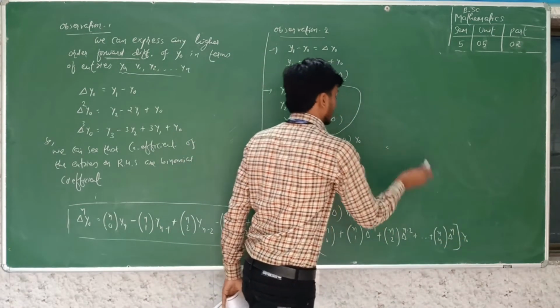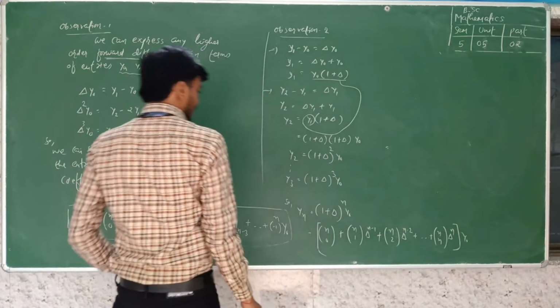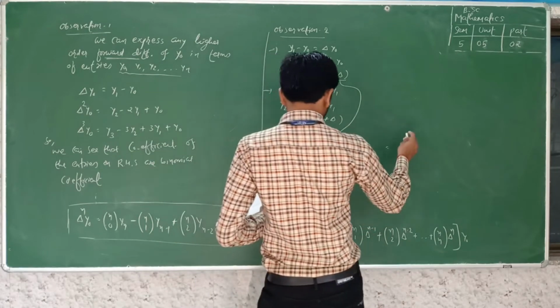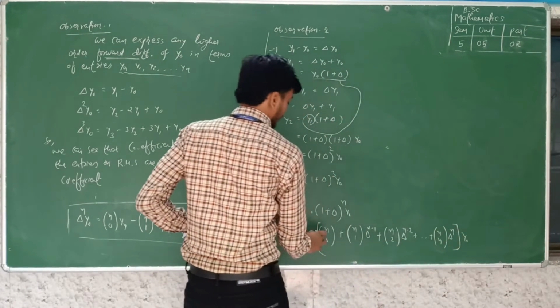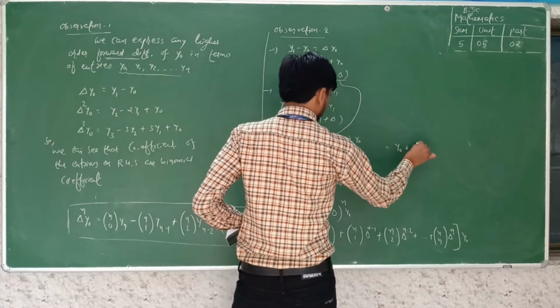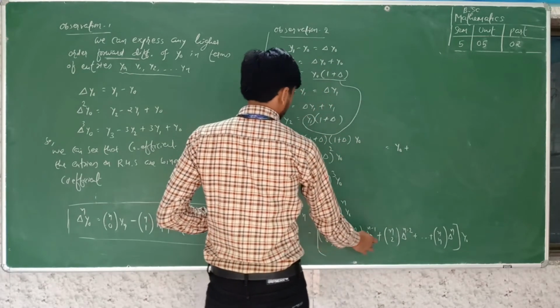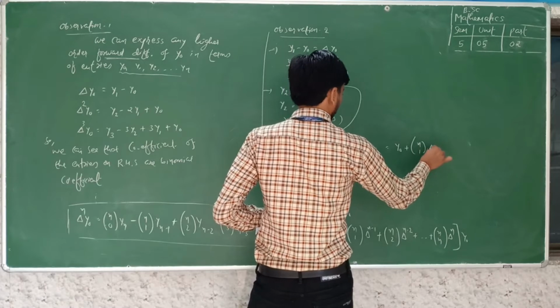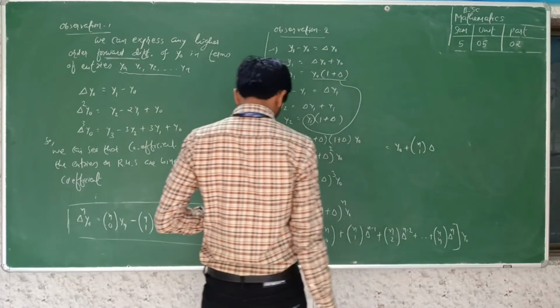Same as here, you can multiply y0 in the expansion. So y0 into 1 means y0, plus nC1, that means n. You can write here nC1 into delta raised to n.